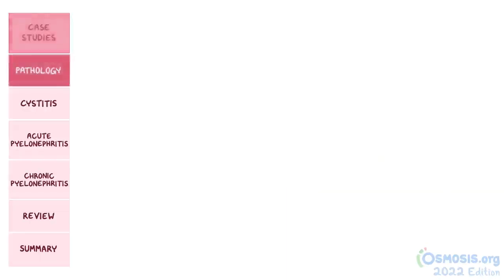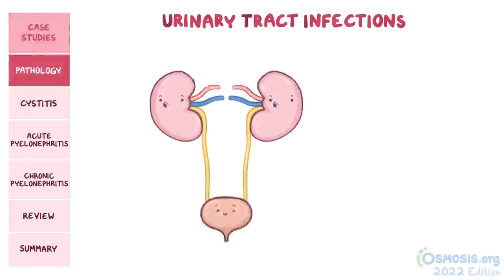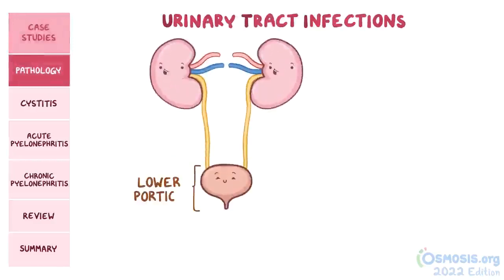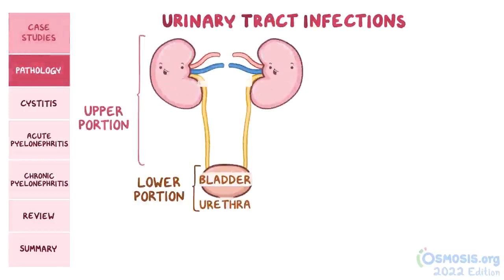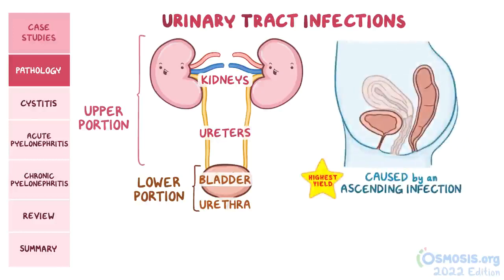Both Pamela and Carmen have urinary tract infections, or UTIs. This includes the lower portion of the tract, like the bladder and urethra, and the upper portion of the tract, like the kidneys and ureters. UTIs are almost always caused by an ascending infection, where bacteria moves from the rectal area to the urethra and then migrate up the urethra and into the bladder.